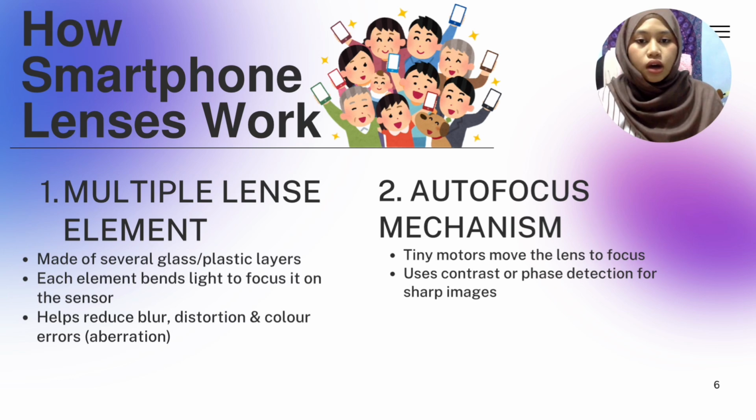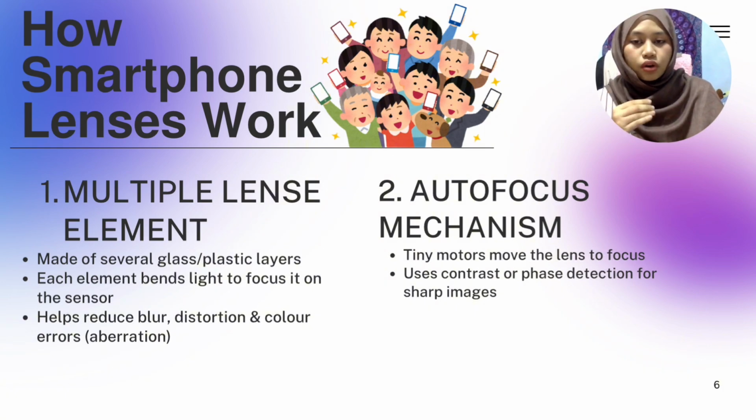The second one is the autofocus mechanism. You've probably noticed that when you move your phone closer to an object, the camera takes a second to adjust and become clear. That's autofocus at work. Tiny motors inside the phone move the lens forward or backwards to help focus on the object. This process happens really fast.